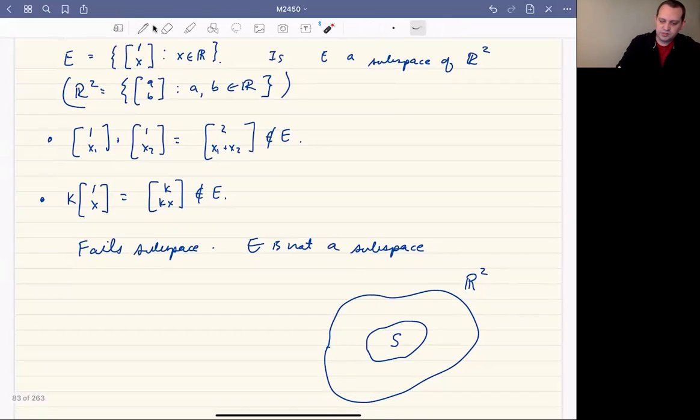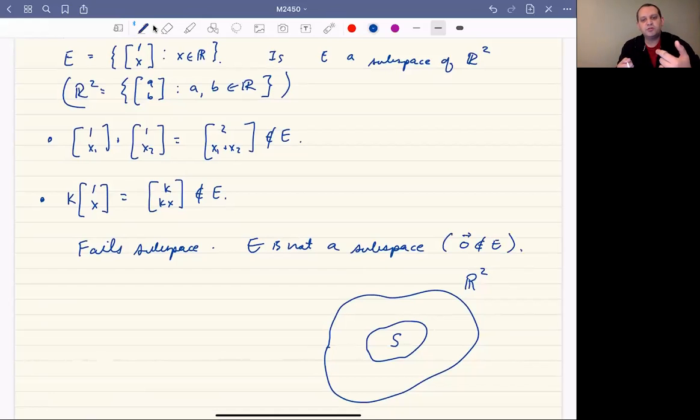End of story. So a quicker way to do this is that, again, E is not a subspace, and the reason is that the zero vector in R2 is not in E. And that's enough right away to say that it's not a subspace. That's a simple trick that we'll use in upcoming topics.